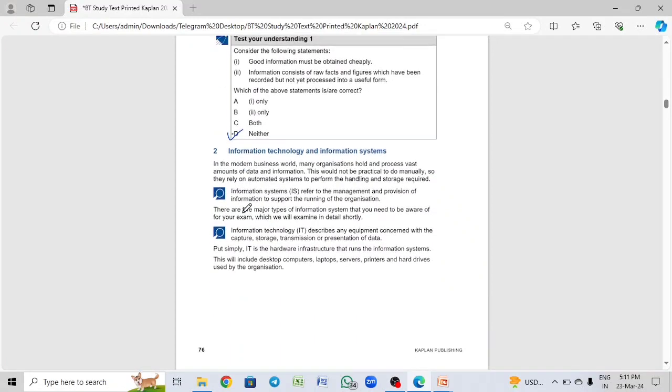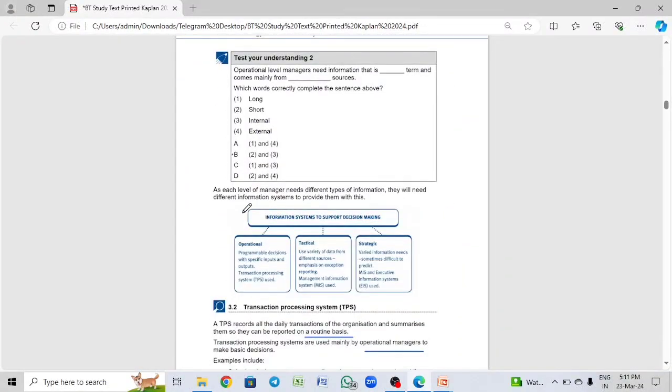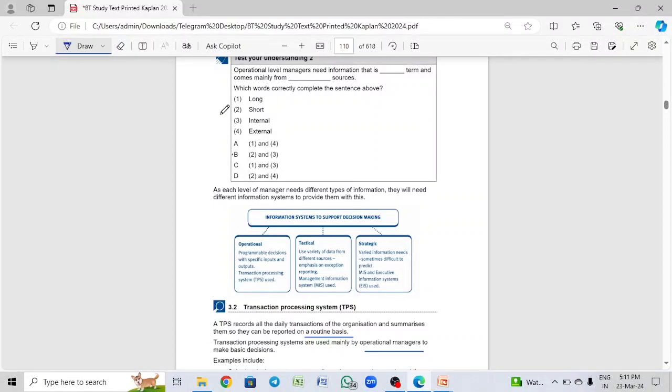Now the next, test your understanding number 2. Operational level managers need information that is dash term and comes mainly from dash sources. Which of the following correctly completes the statement above? Long, short, internal, external. So basically, operational level managers need short term information first, and it comes from the internal sources. So it is 2 and 3.